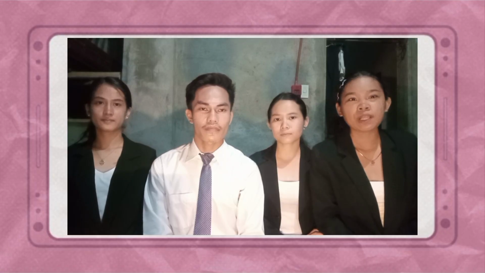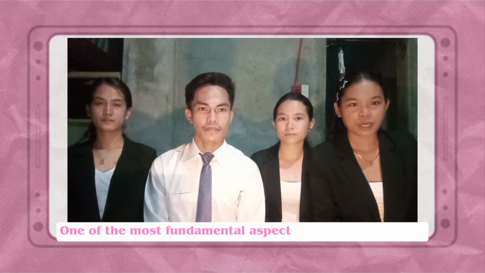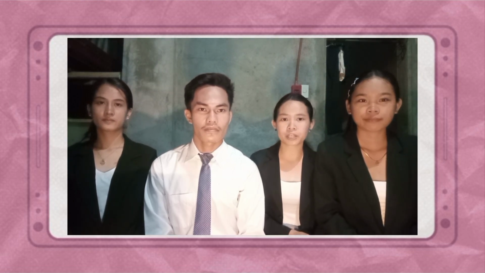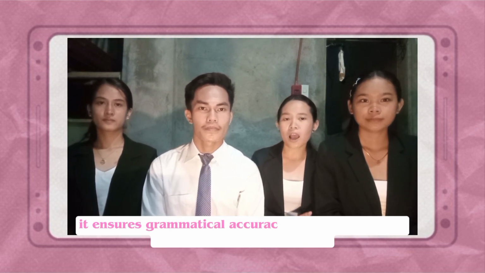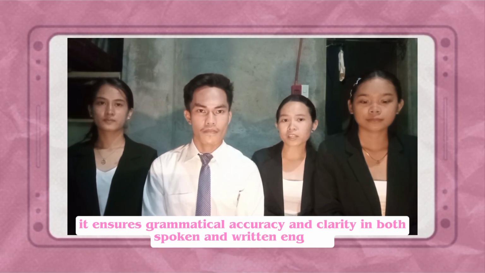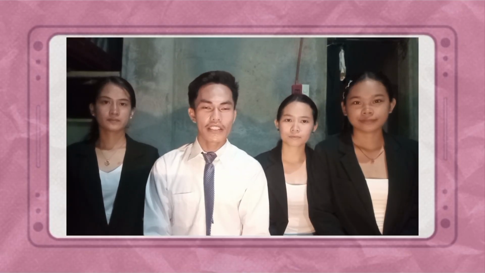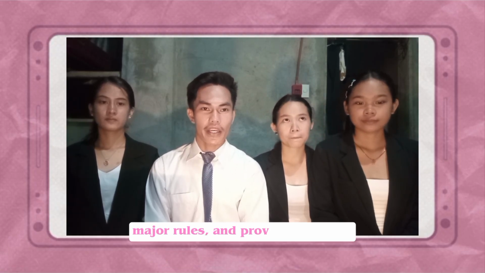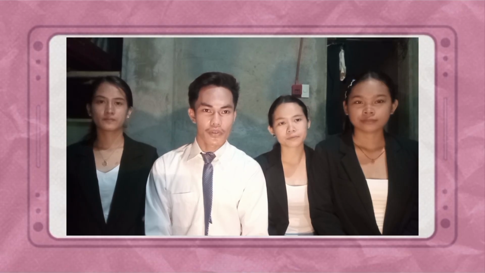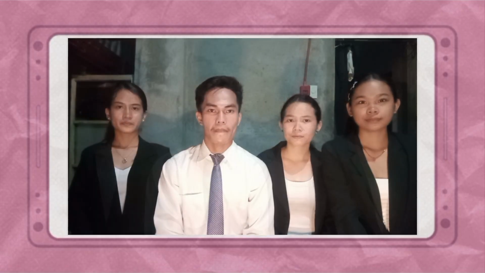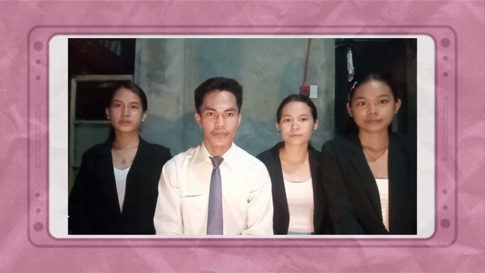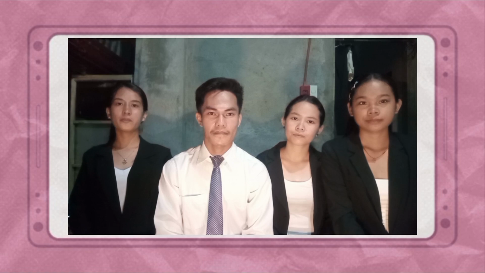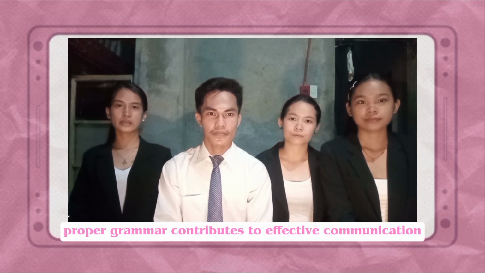On this episode, we will explore one of the most fundamental aspects of English grammar, subject-verb agreement. Subject-verb agreement is very important because it ensures the grammatical accuracy and clarity of both spoken and written English. Today, we will define what subject-verb agreement means, discuss its major rules, and provide examples to help you apply these rules correctly in your daily communication. By the end of this podcast, you should be able to identify an incorrect subject-verb combination and understand how proper grammar contributes to effective communication.